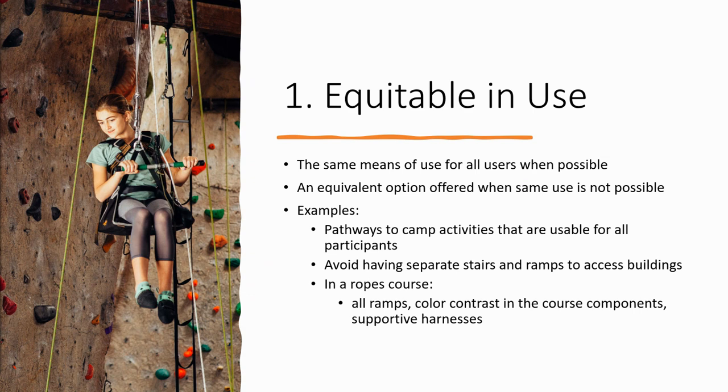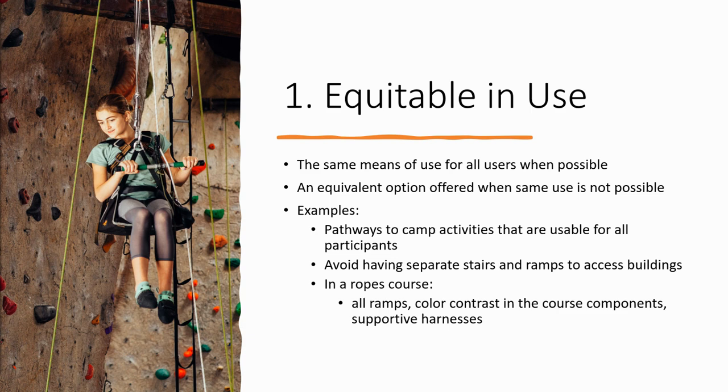So breaking down these principles more specifically, the first one was something should be equitable in use, which means that it is used in the same way for all users whenever possible. So in camp activities, it means providing options. So an adaptation for someone that may need trunk support, such as in the picture, can be used by all children involved. So it's not isolating the person that needs that trunk support. And when that's not possible, then an equivalent option should be offered.